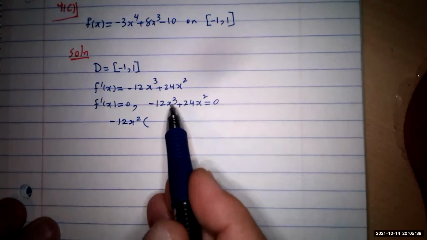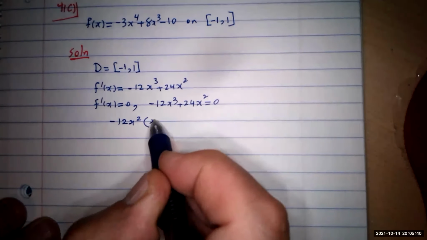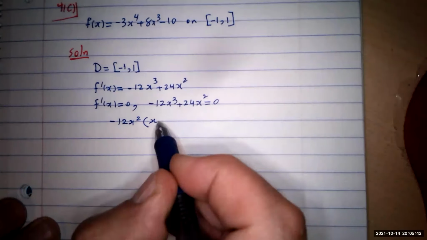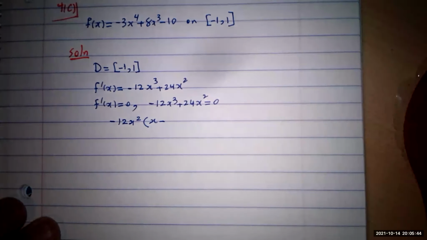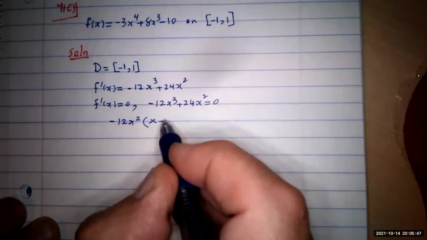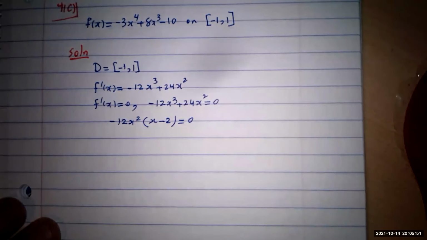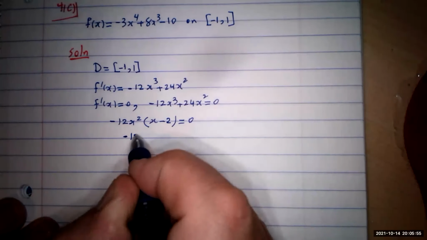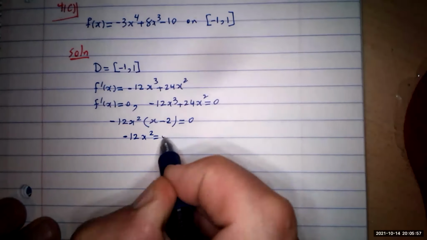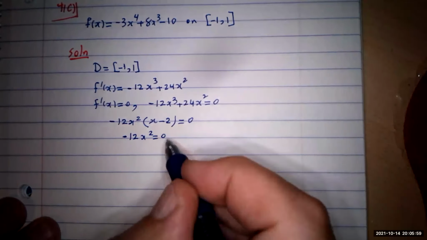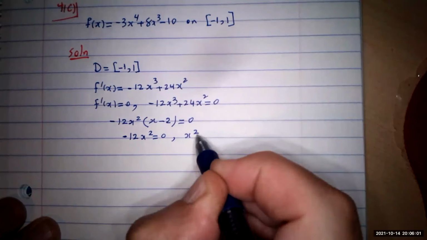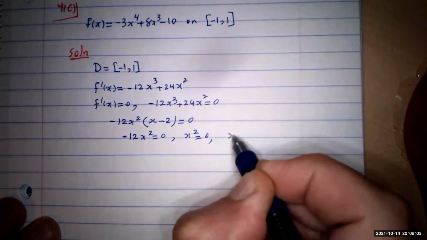So the leftover here is going to be x, because this is x cubed. And this would be minus 24 divided by negative 12, which is minus 2, equal to 0. Okay? And so we have two factors. It is a repeated factor. We call it 12x squared equal to 0. So you drop the 12, so that gives x squared equal to 0. If you take the square root, x would be 0.